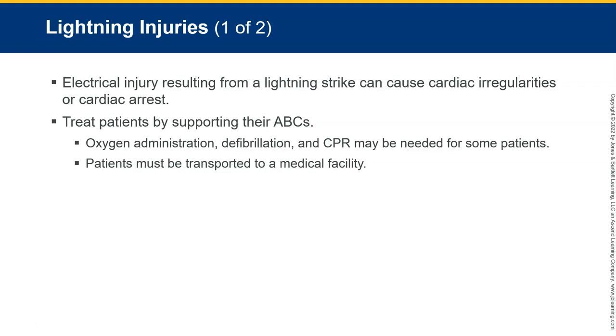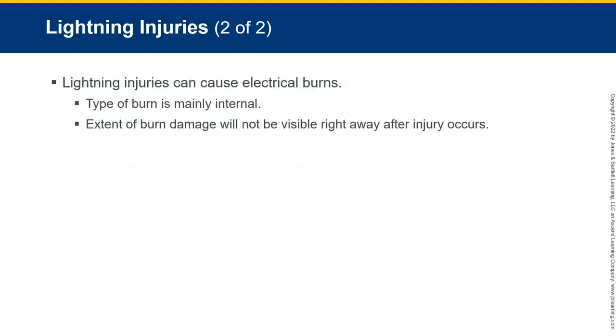Lightning injuries. Electrical injury resulting from a lightning strike, because of all of that electricity being inserted really quickly, can cause cardiac irregularities or even cardiac arrest. So we treat patients who have been struck by lightning with A, B's, and C's. Again, you can throw some O2 on them. Defibrillation and CPR may be needed for some patients. And of course, transport. It can cause electrical burns because all that energy has to go somewhere. It may come out, it may not. But the type of burn is mainly internal, so the extent of burn damage is not going to be visible right away after the injury occurs.